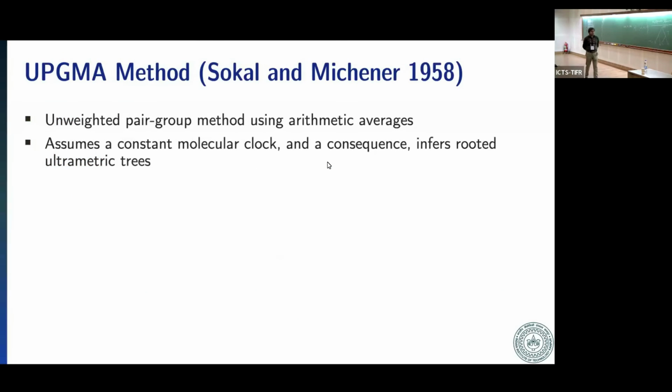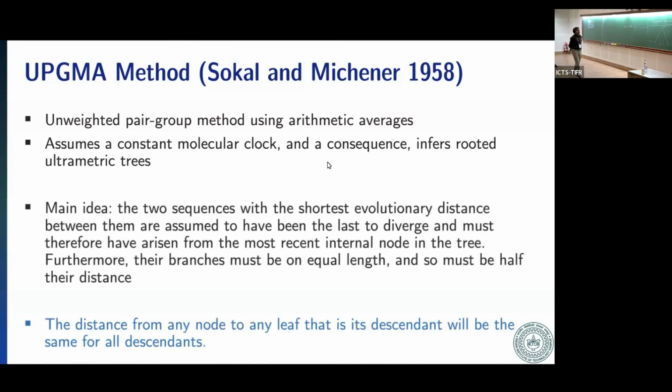I'm going to talk about this particular method, which is UPGMA. The full form is unweighted pair group method using arithmetic averages, and it has certain assumptions. It assumes this molecular clock property, and as a consequence, it infers rooted ultrametric trees. The method is very, very simple, okay.